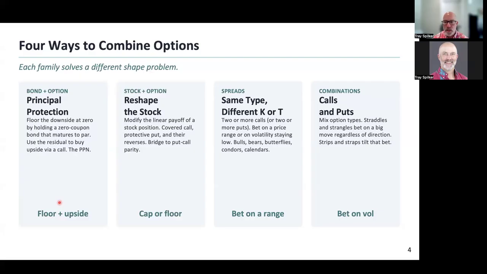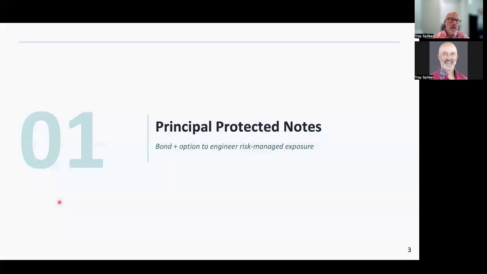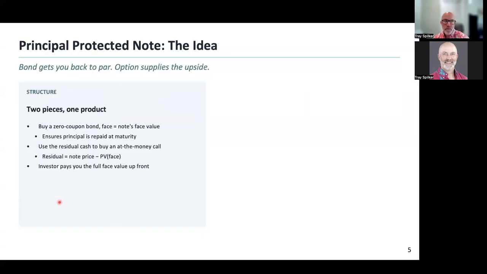So keep an eye on what each strategy is really a bet on, because almost every payoff diagram we draw today can be summarized as a bet on the level of the underlying asset price, the range of the asset price, or the volatility of that asset price. All right. So let's talk about principal protected note.